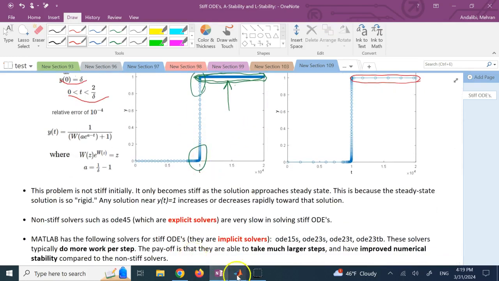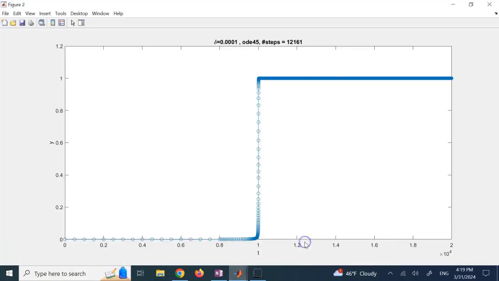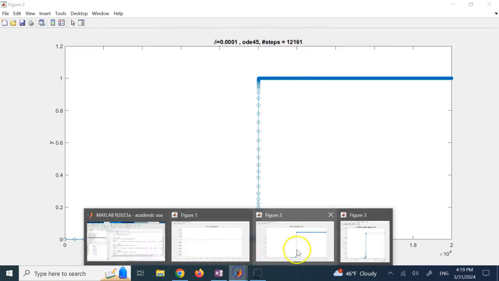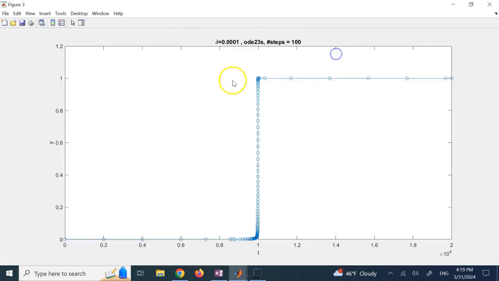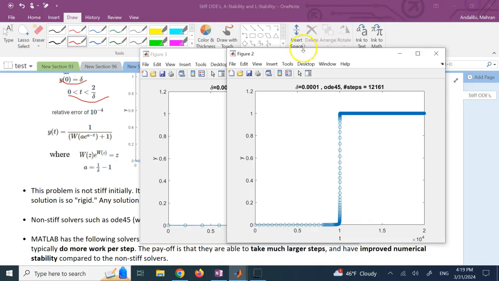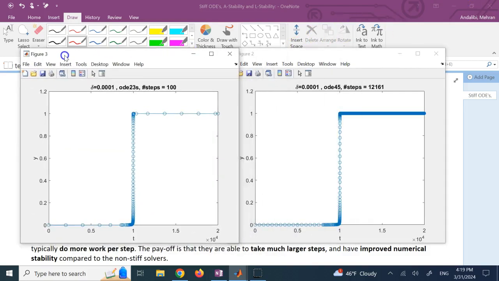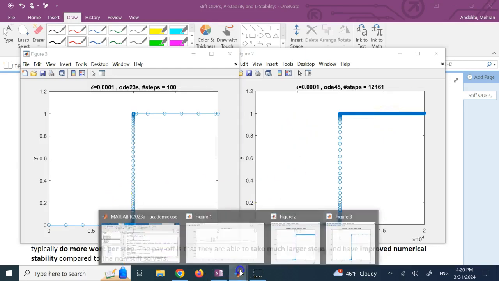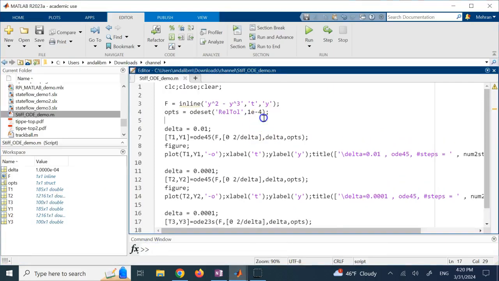Okay, good. And now if you look at this one, you see the same delta, the same everything, 12,000 steps. But if you look at ODE23S, look, everything the same, only 100 steps. Only 100 steps. And if you put them side by side, you see the results are very similar. Look, they are showing the same thing, but this one is handling this region much better than the ODE45 does because this is designed for stiff ODEs. Good. So I'm going to share this file with you so you can play with it.